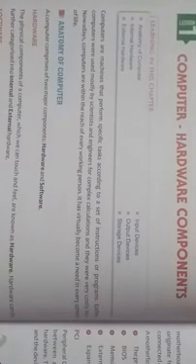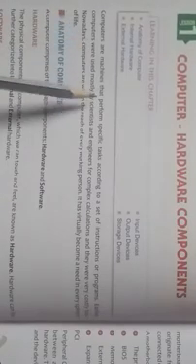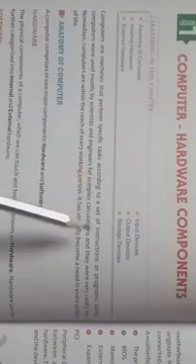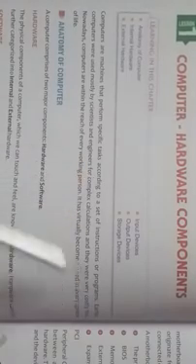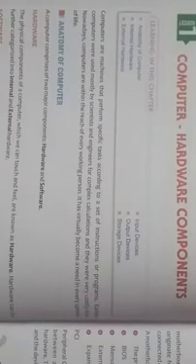So, my dear students, today we are going to start our lesson number 1, computer hardware components. In this chapter we are going to study about computer and its different components. So, let's begin reading. Computers are machines that perform specific tasks according to a set of instructions or programs. We know very well a computer is an electronic machine that will perform our task according to the given instructions.